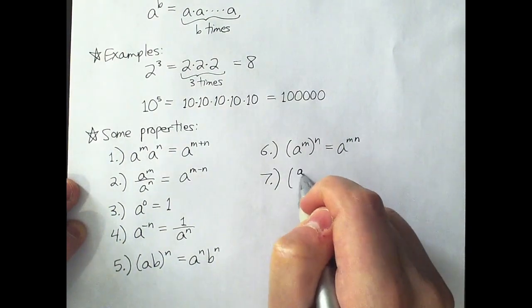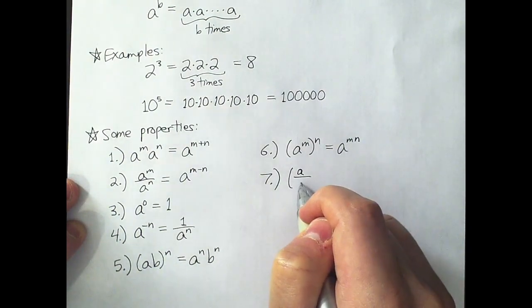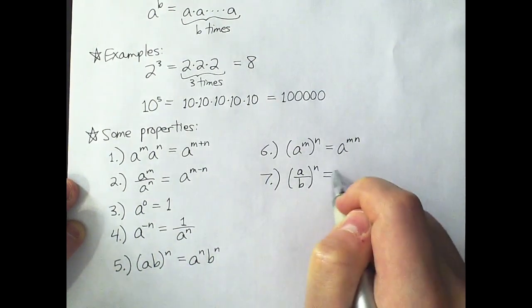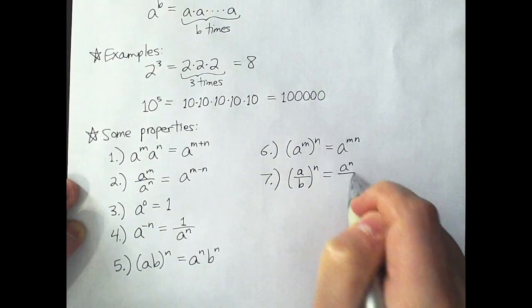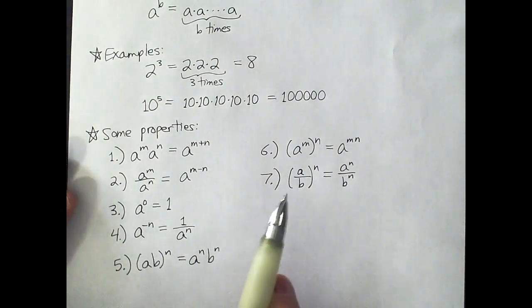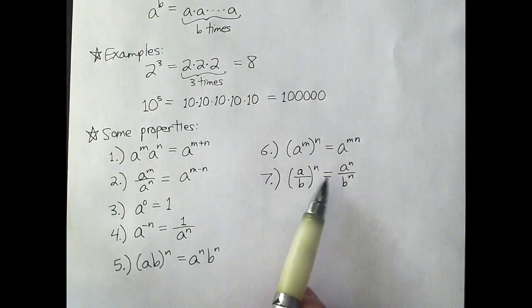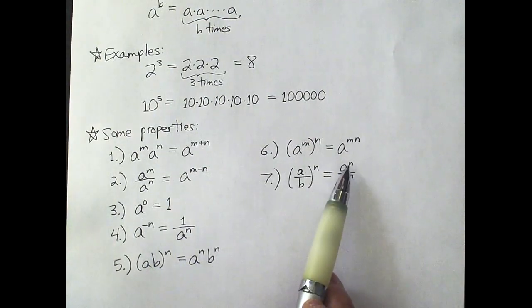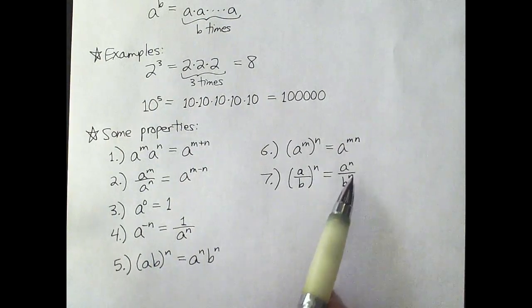We have one with parentheses and a fraction. So if you had a over b to the n, this is going to equal a to the n over b to the n. So this just says that you do the numerator raised to the power and the denominator raised to the power, which is good. A lot of these are kind of saying that exponents sort of behave the way that we would expect them to. You know, this is a nice property to have. Just do the numerator to the power and the denominator to the power.